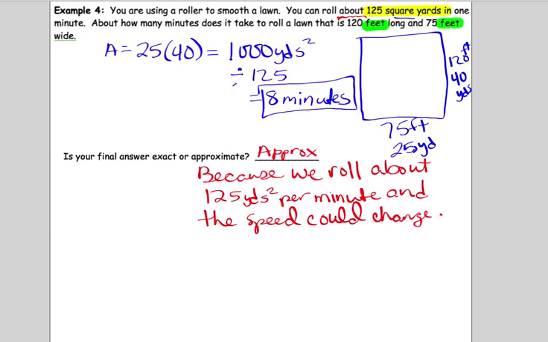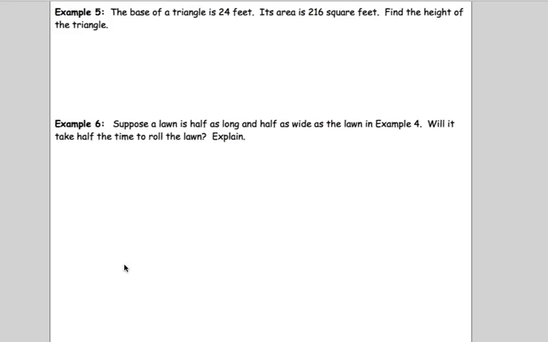Okay. The next one, example 5, is about a triangle, and they are sort of working backwards because they're giving the area and the base but not the height. So we have a triangle, and I'm going to draw in kind of a standard triangle. They gave me a base of 24 feet. I do not know the height. I do know the area.